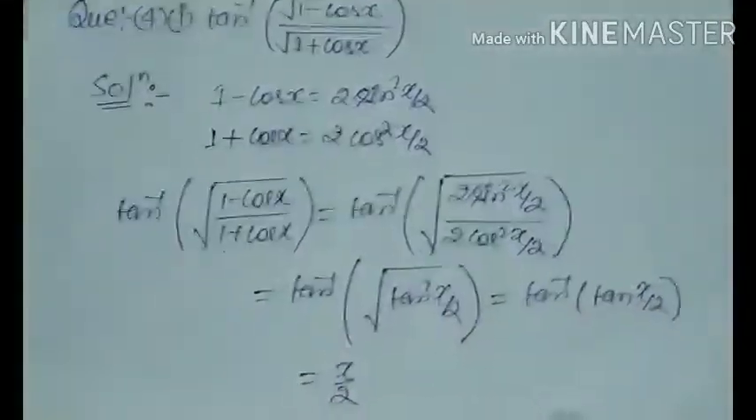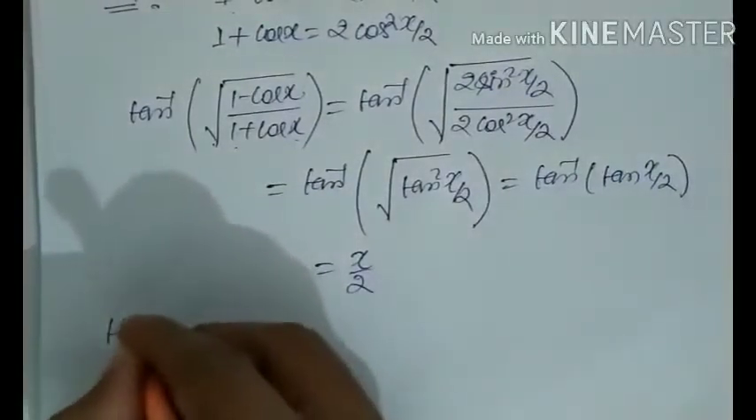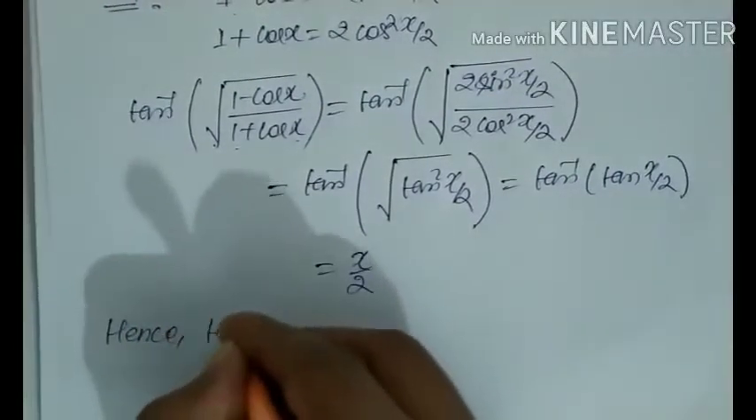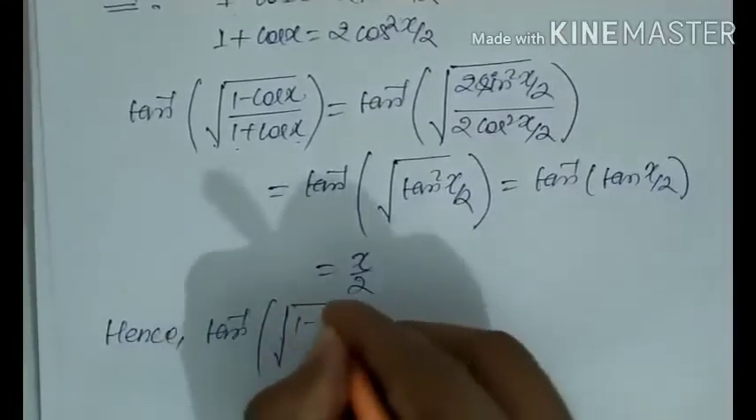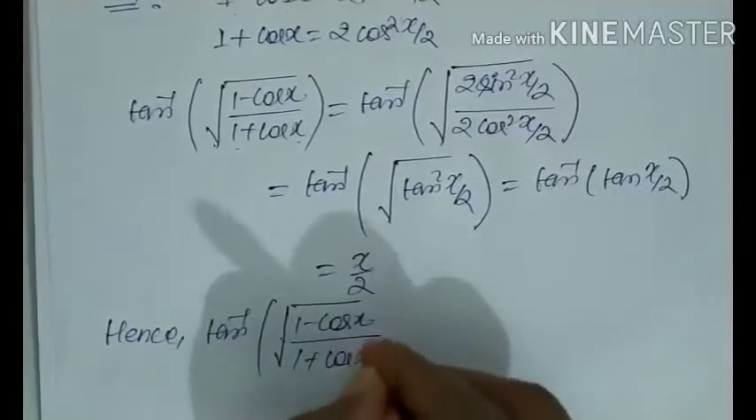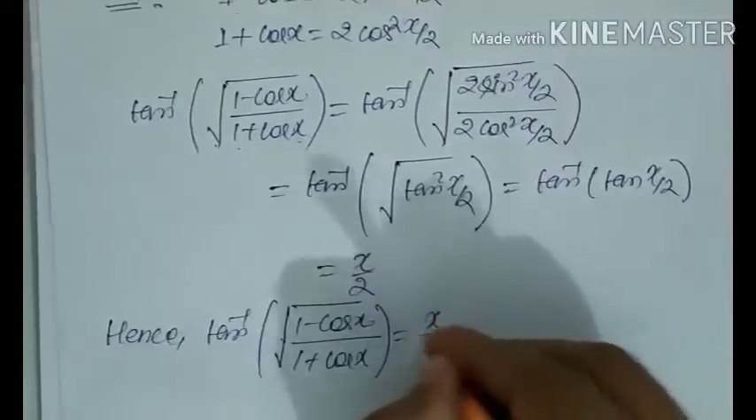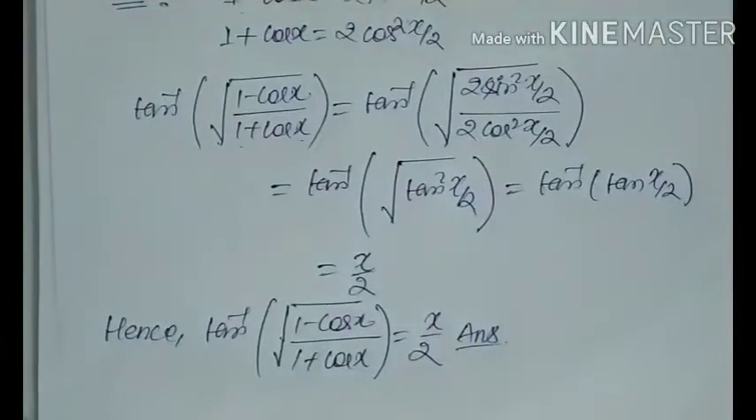Now our answer is x by 2. Hence, tan inverse under root (1 minus cos x) upon (1 plus cos x) is equal to x by 2. Okay, this is our answer. Move to the next question.